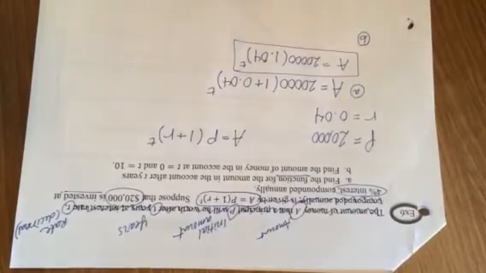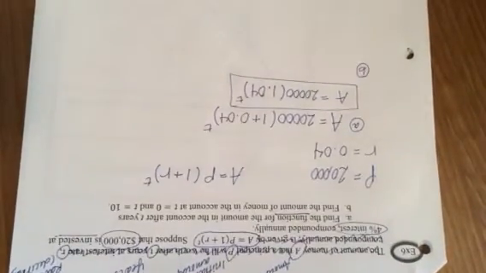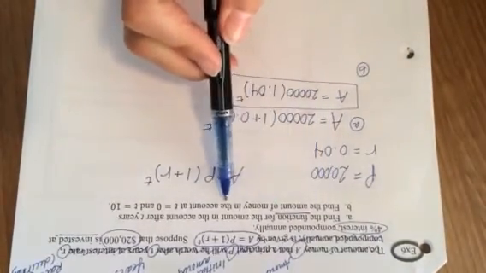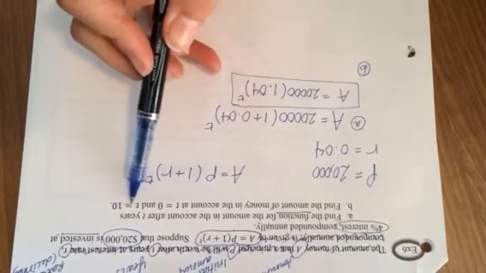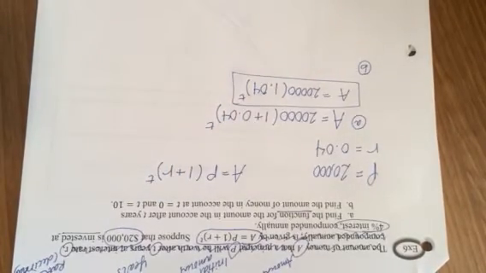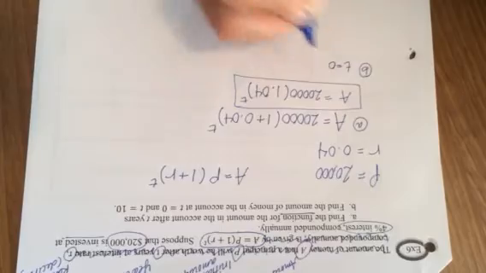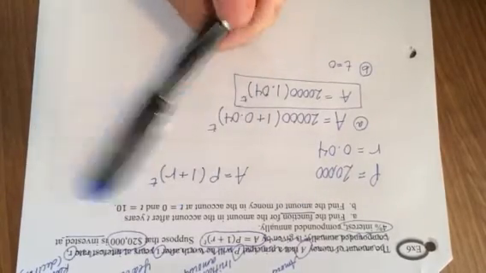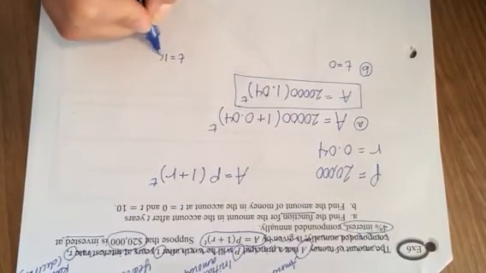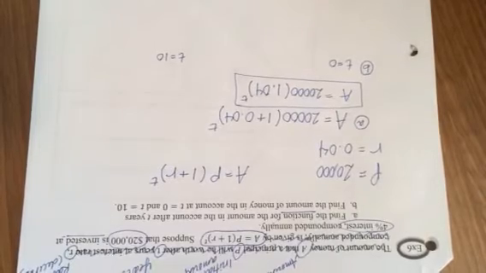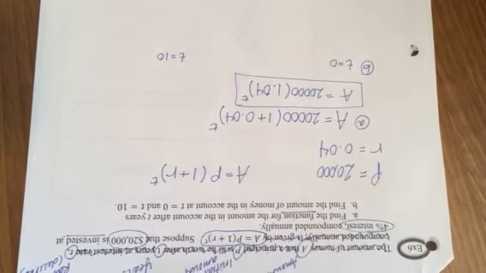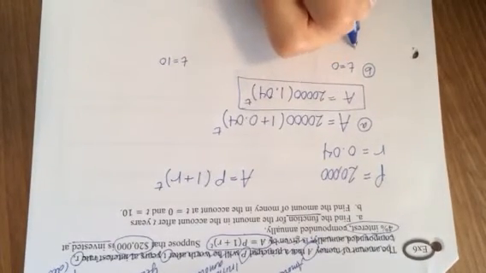Part B is asking, find the amount of money in the account at T equals 0 and T equals 10. All I do is simply plug it in, right? For the first one, they're asking T equals 0. The second one, they're asking T equals 10. So let's do T equals 0 first. The biggest issue that I see in these problems is that people don't abide by the order of operations. So don't forget order of operations.